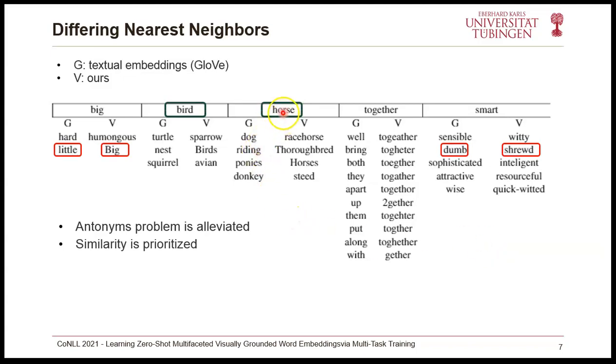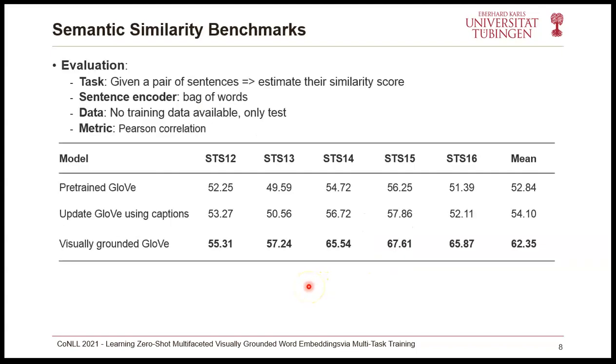For example, for the word horse, the textual embedding brings dog, riding, and donkeys, which are related but not very similar. However, ours brings steed and racehorse. And also, typos are magically in the same cluster. These typos occurred with different frequencies in the text, so they are gradually pulled apart. However, our grounding, our mapping, puts them again in the same cluster.